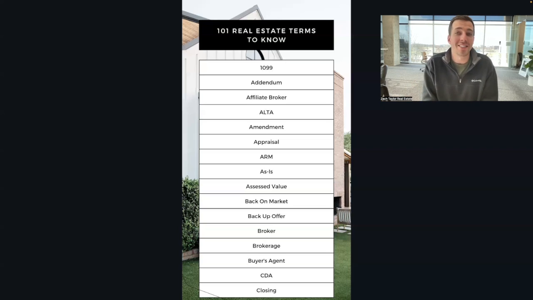Affiliate broker. In Tennessee, a real estate agent is also deemed an affiliate broker, different than a principal broker or managing broker. Alta, this is a closing statement. You also see HUD-1. This appears from title companies. It breaks down all the numbers: how much the seller is going to make when they close their house, how much the buyer is going to have to pay in different expenses. So this Alta statement breaks all that down.